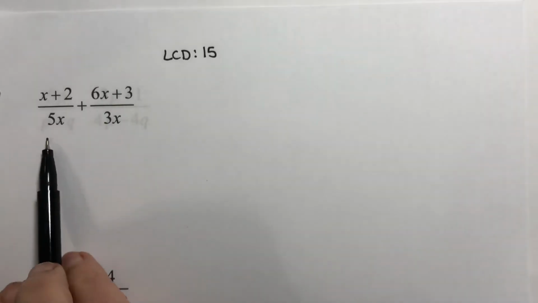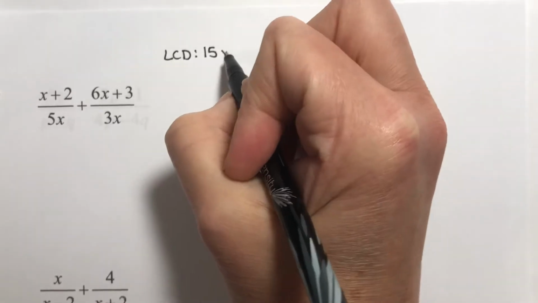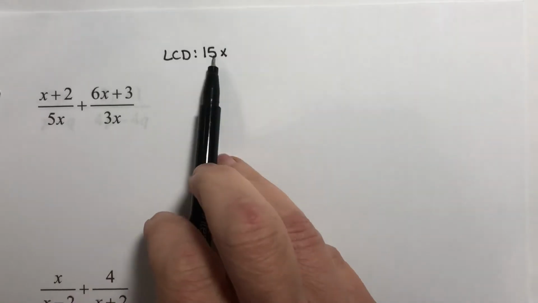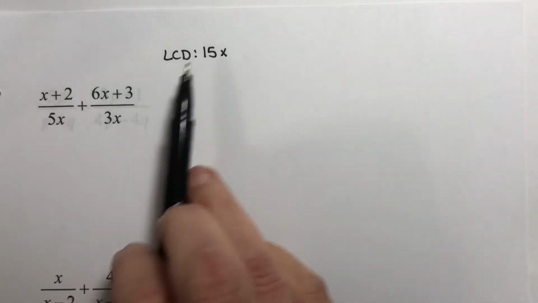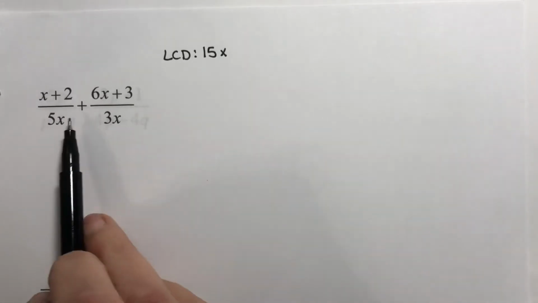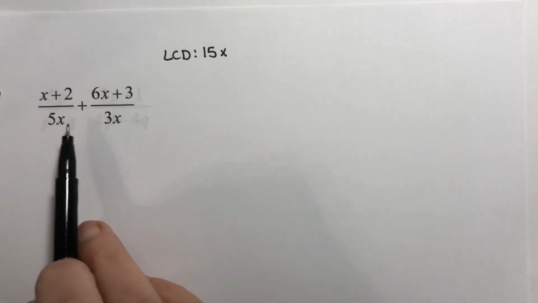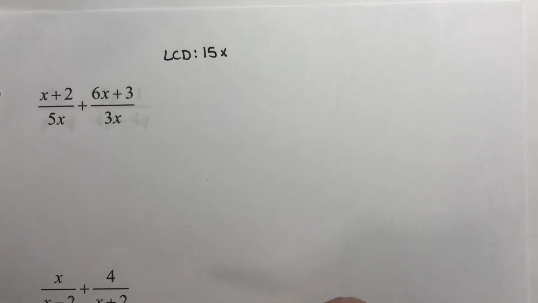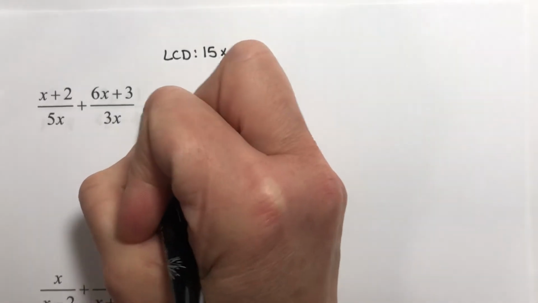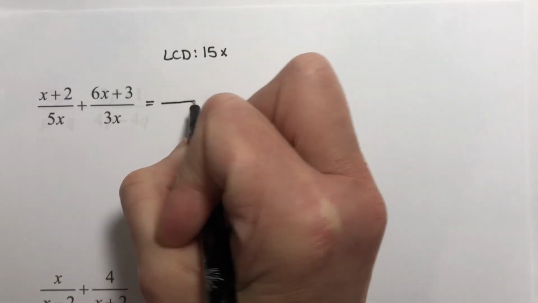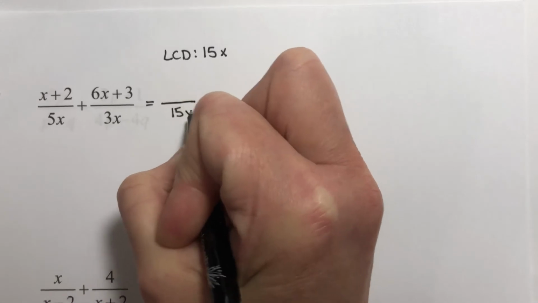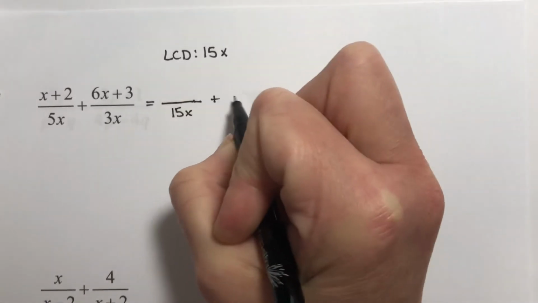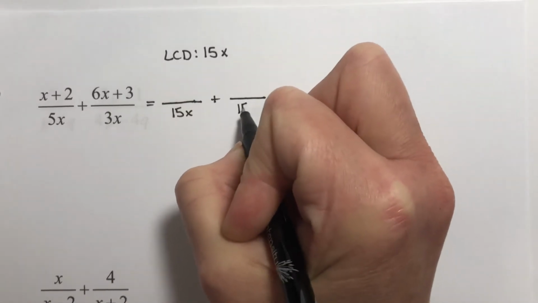Now we look at our variables. I have an x base, so I need an x base. The 3 is taken care of in the 15. My largest exponent that appears on an x is a 1 because it's a 1 in both of them. So my LCD is 15x. So I want to rewrite this as something over 15x plus something over 15x.